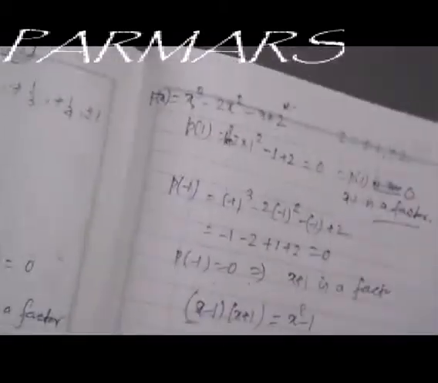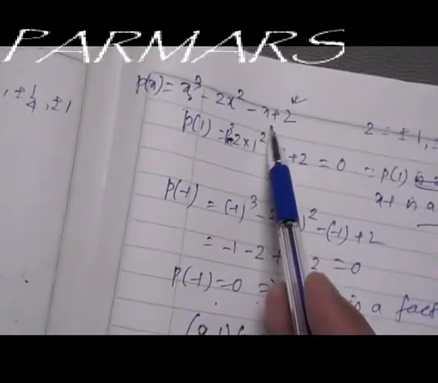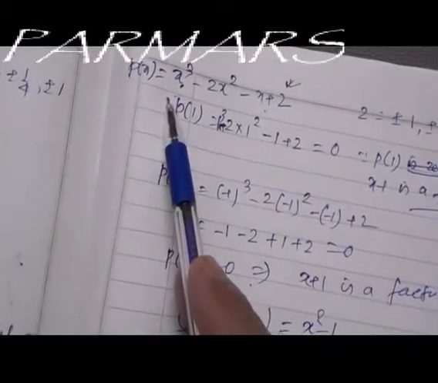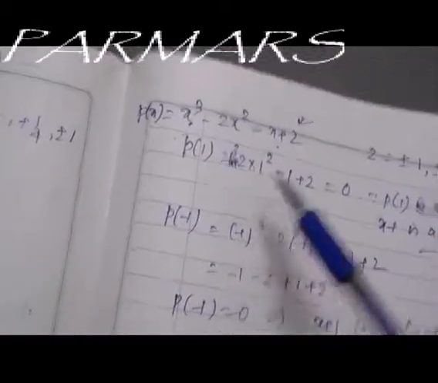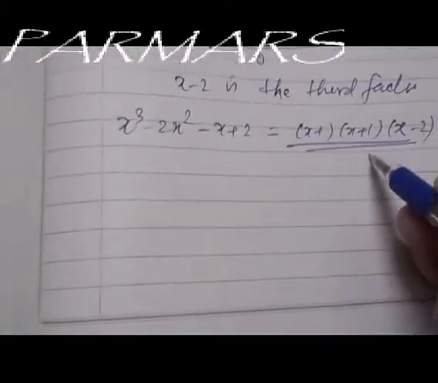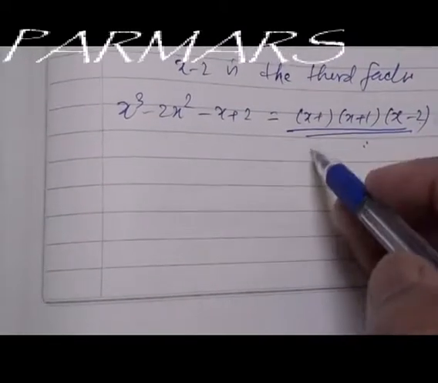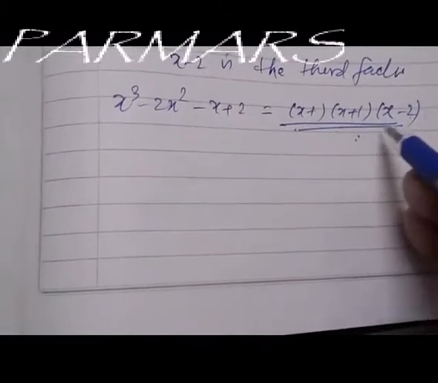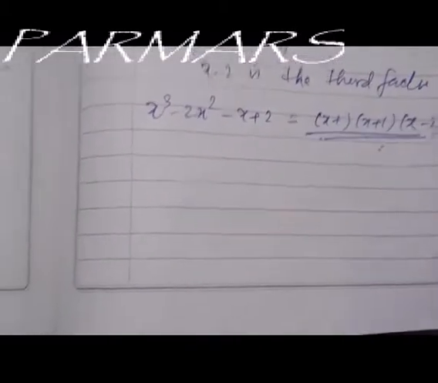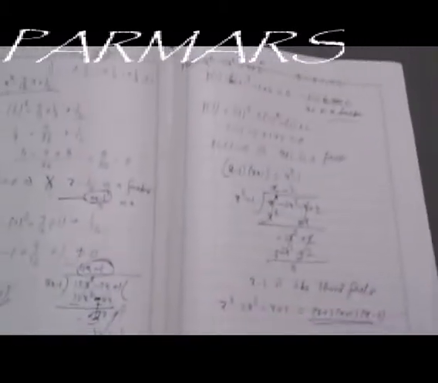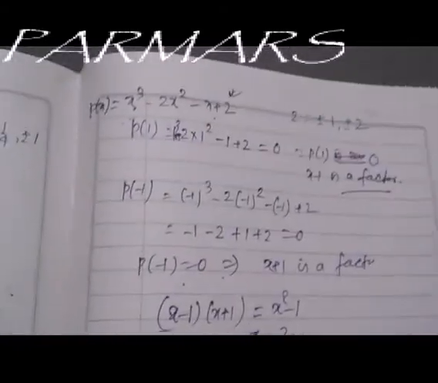Now in class 10 you are required to find the zero of this polynomial. So again you have to factorize the polynomial, obtain this one, and then equating 0 you will get the values of x: x is equal to minus 1, x is equal to plus 1, x is equal to 2. So minus 1, plus 1 and 2 are the zeros of this polynomial. But this is the syllabus in your class 10.